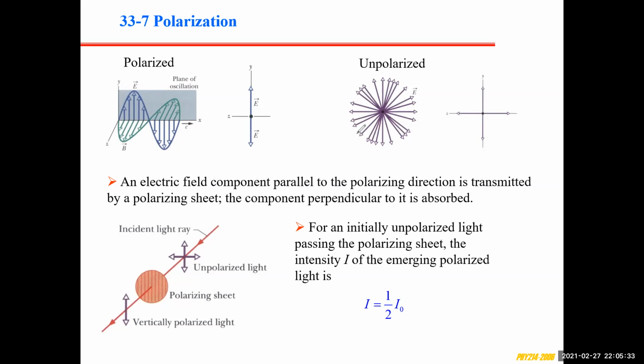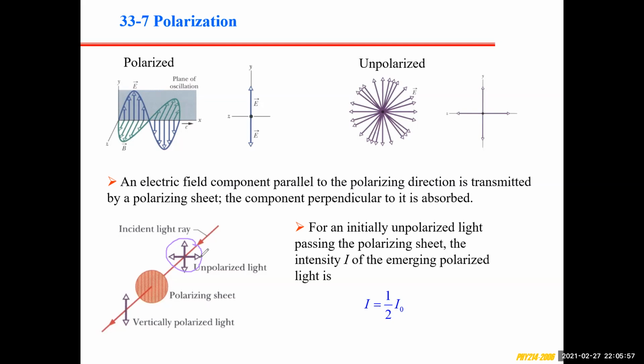So now let's focus on light, which is the visible spectrum of the electromagnetic waves. When you have light like that, that's what we call unpolarized. We usually use this symbol to indicate unpolarized light, showing that the electric field can oscillate in various directions.